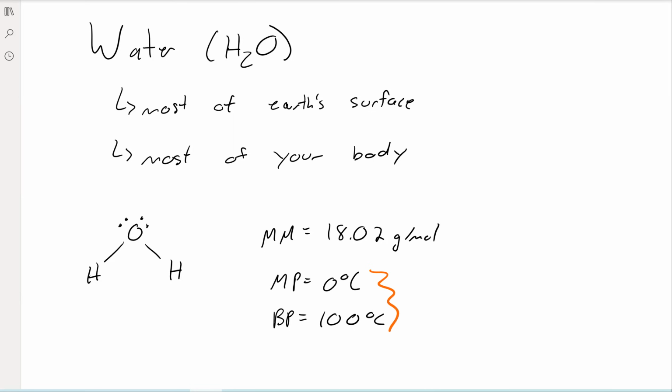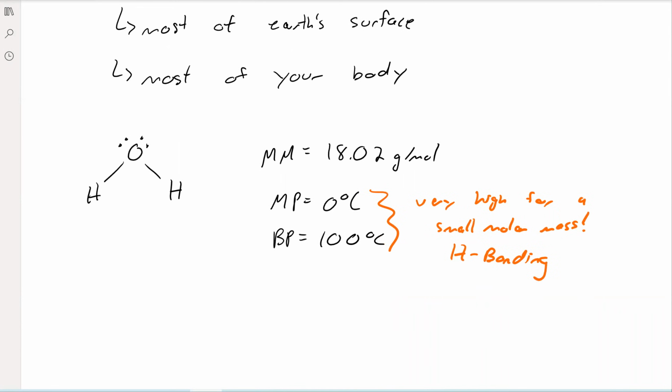And these values right here, this 0 degrees Celsius and this 100 degrees Celsius, are very high for a small molar mass, right? If something weighs about 18 grams per mole, you would predict this to have very low melting and boiling points, but it doesn't. Why doesn't it? It's because it has very powerful intermolecular forces, that hydrogen bonding, right? So that's a very powerful intermolecular force.